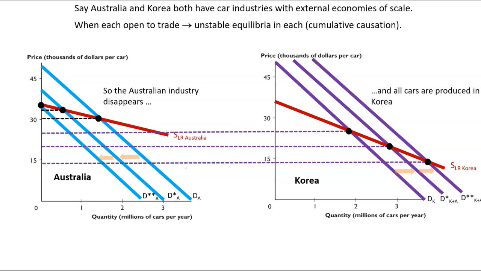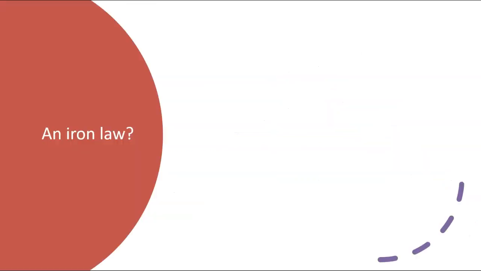If another country has greater external economies of scale, then you can get this cumulative causation process occurring, where the industry in one country is destroyed. Okay, this seems like bad news. Is this an iron law? Is this inevitable? Is this inescapable?